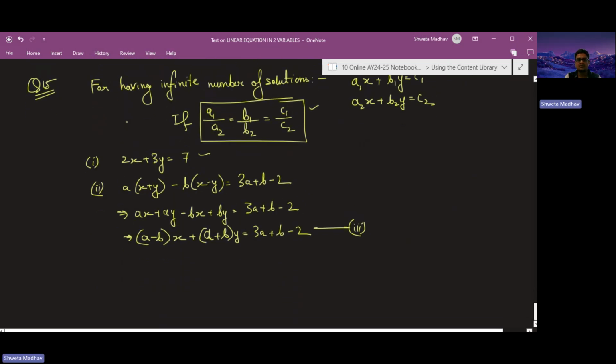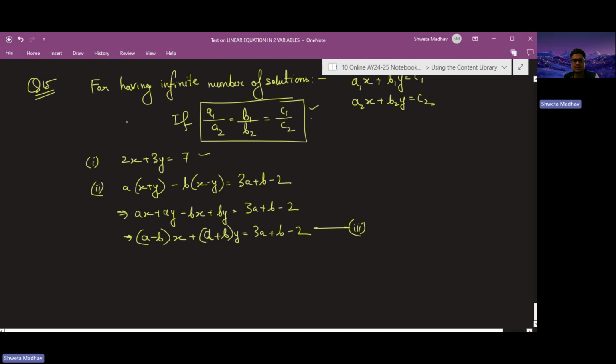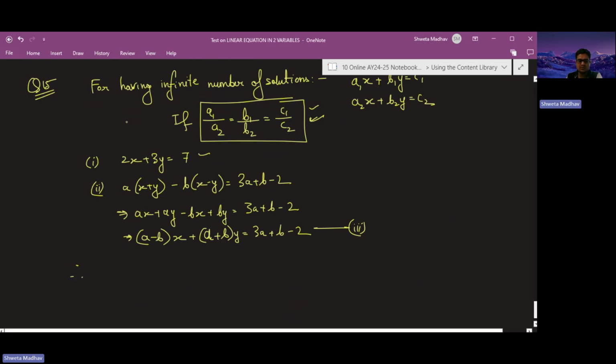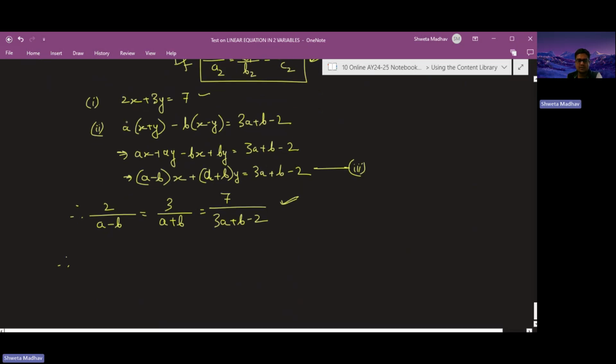So we have to consider the required condition that should be satisfied in order to have infinite number of solutions. Here a1 by a2 means the ratio of the coefficients of x in the two equations. So we should have 2 by (a minus b) equal to 3 by (a plus b), equal to c1 by c2, which is 7 by (3a plus b minus 2). This required condition has to be satisfied. Now if we solve the first two, we will get 2 by (a minus b) equal to 3 by (a plus b).